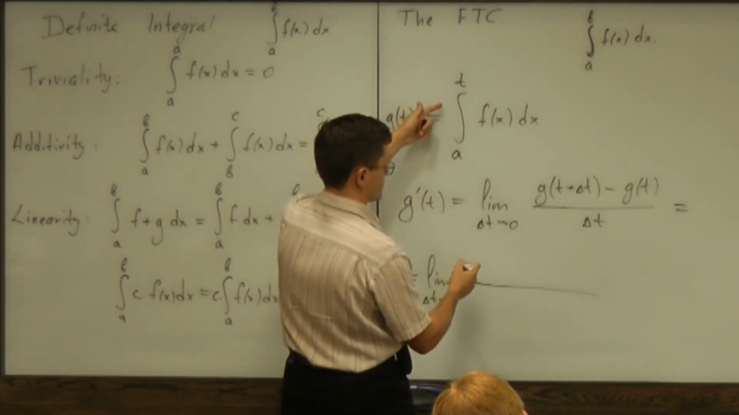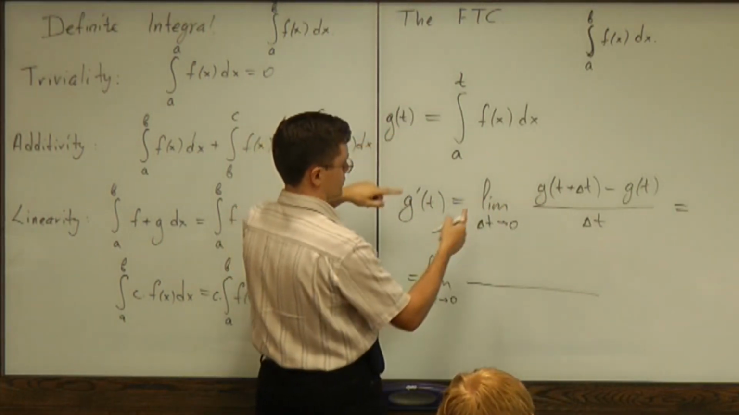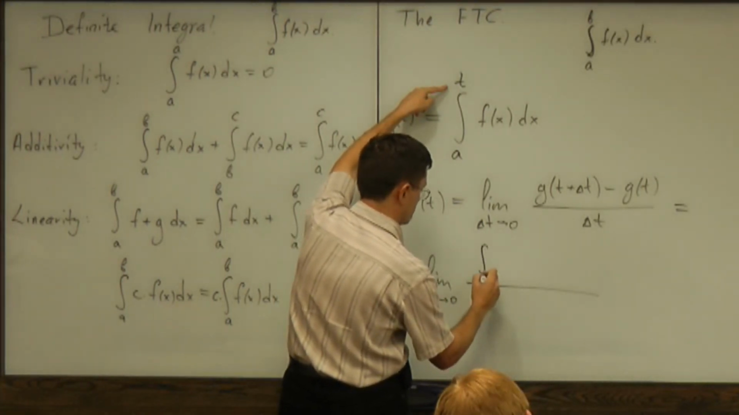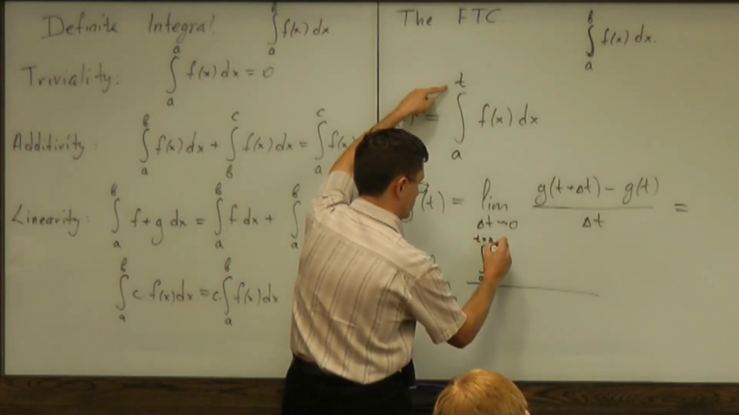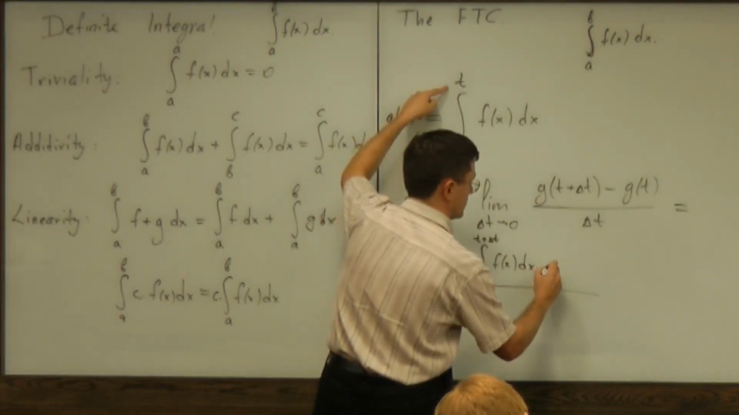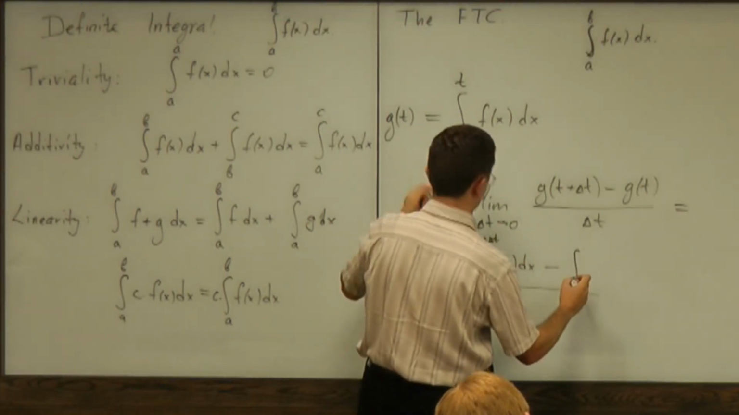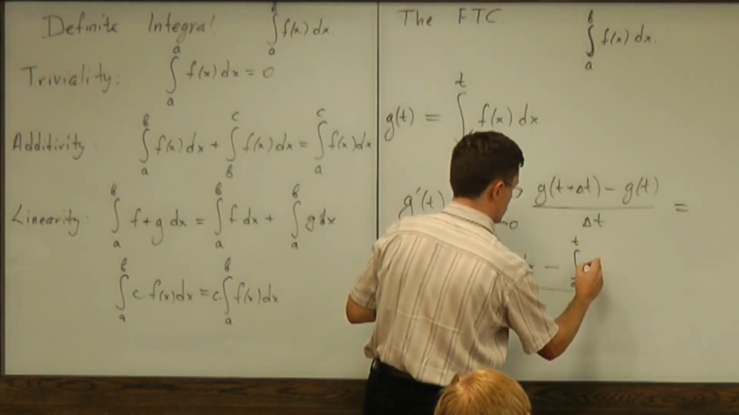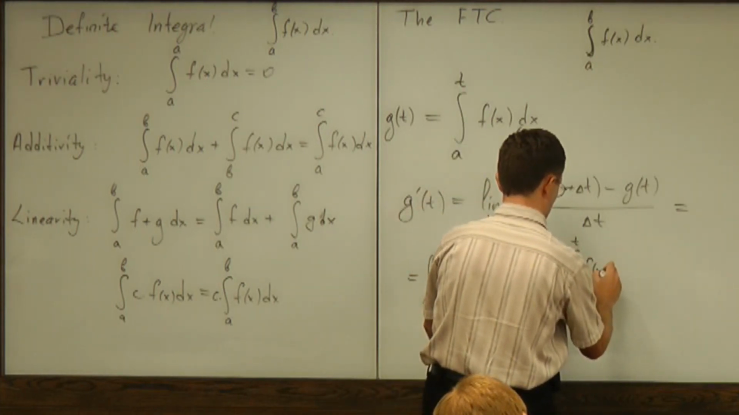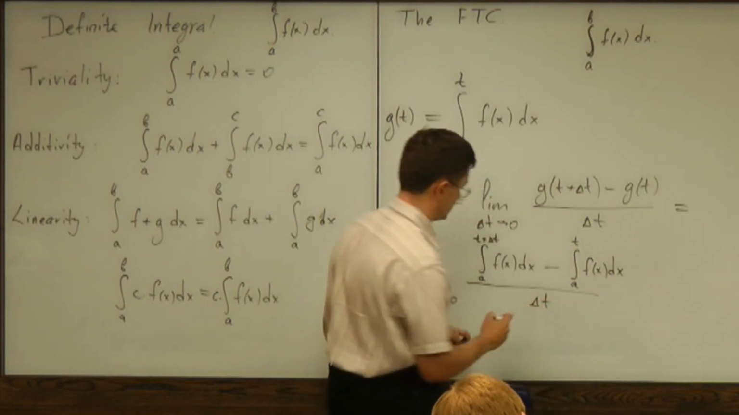And the numerator becomes g of t plus delta t. So I have to plug g of t plus delta t into that expression. So I have to integrate from a to t plus delta t. And then I have to subtract the integral from a to t, the same function. And of course divide by delta t.